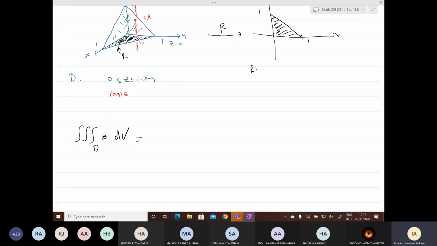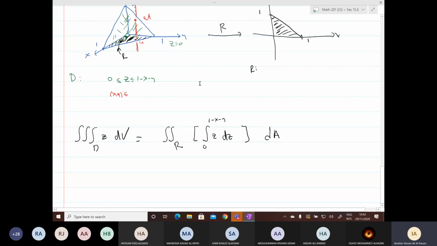Now I have to start. It is a type 1, so I have to start integrating with respect to Z. The inner integral of Z dz. What are the limits of Z? 0 to 1 minus x minus y. This is for the inner. What remains is the outer two, a double integral over R dA. But we leave them for a while. It is a solid between lower and upper surface, so you integrate with respect to Z.